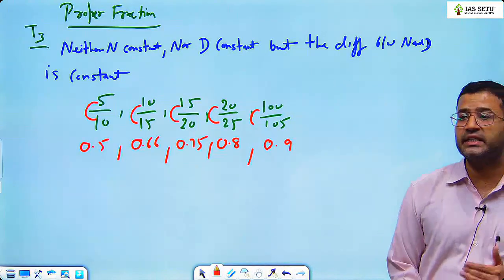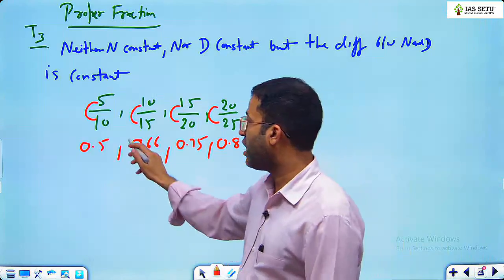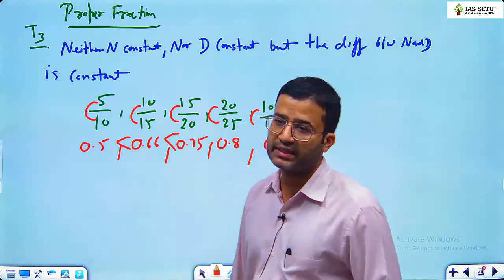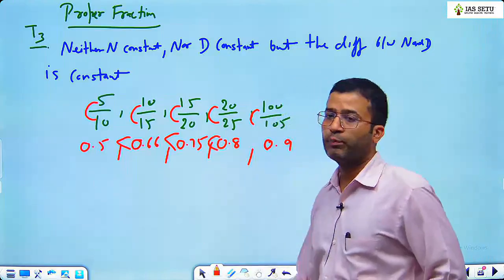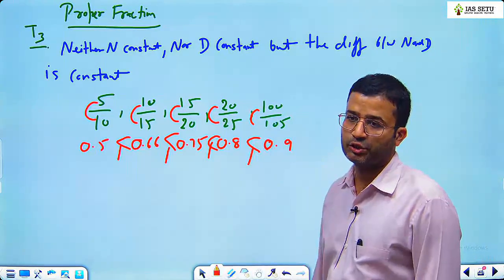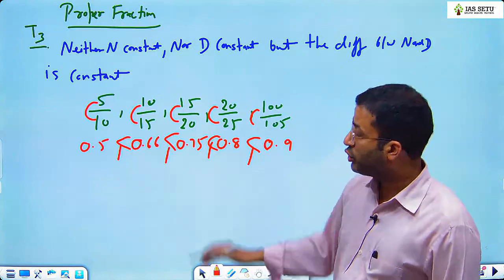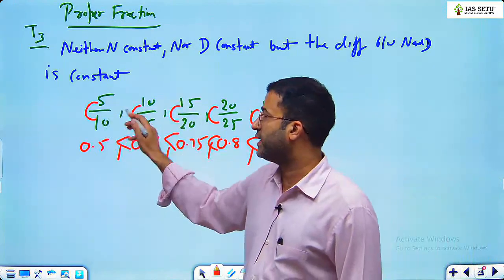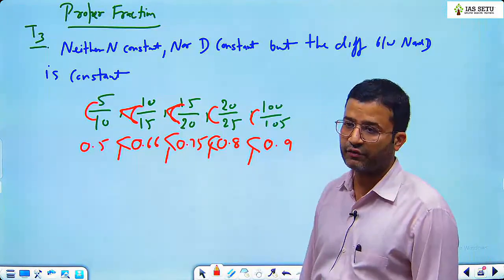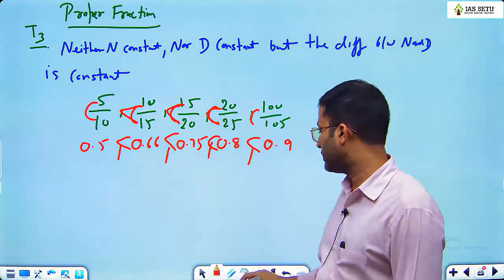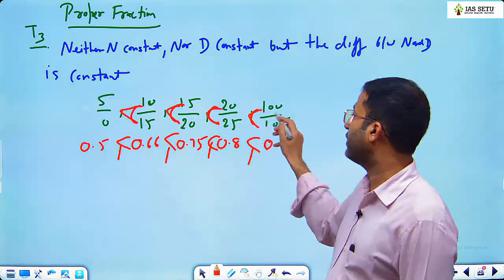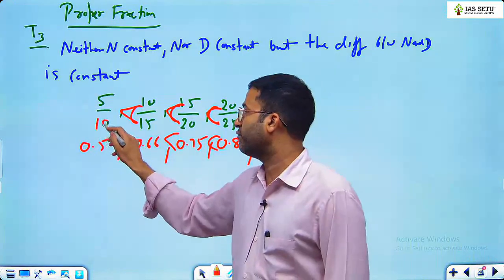Now if we see, can we say half is less than 0.66? 0.66 is less than 0.75. 0.75 is less than 0.8. 0.8 is less than 0.9. So similarly, can we say 5 by 10 is lesser than 10 by 15? 10 by 15 is lesser than 15 by 20. 15 by 20 is lesser than 20 by 25. And here 20 upon 25 is less than 100 upon 105.